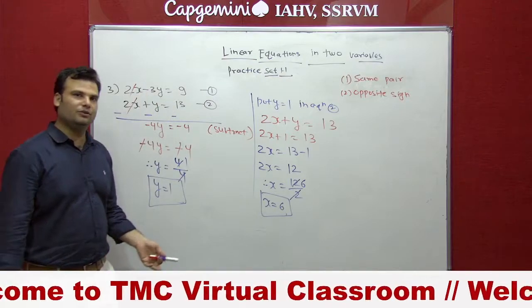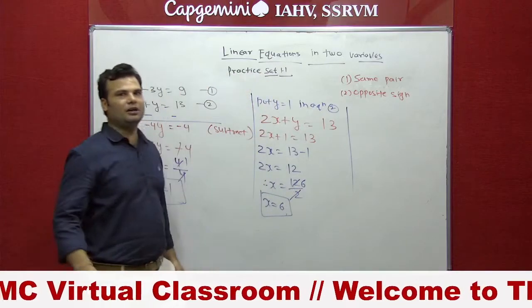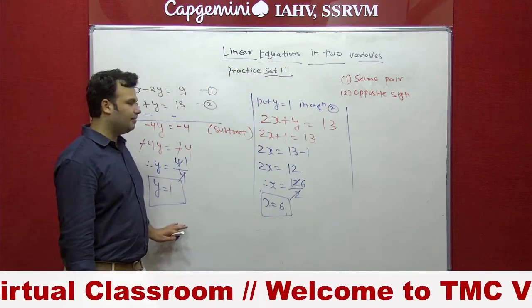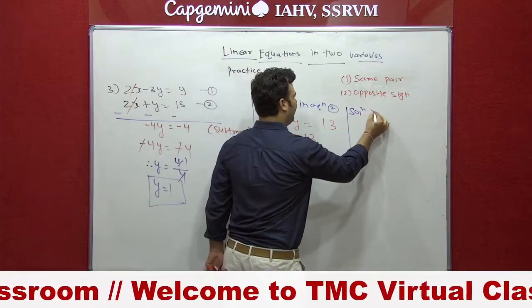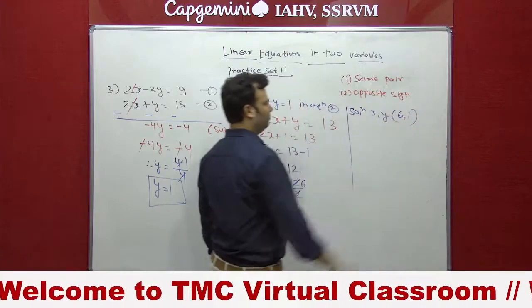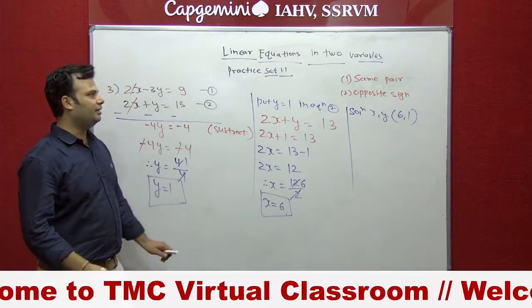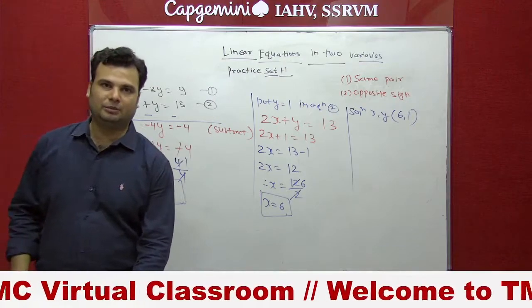So you can check your answer by yourself. But you do not have to do this check in the exam. It is only for your understanding that we have the value of x and y. Just write the solution: x and y. What is the value of x? That is 6 and y is 1. So this way you can solve sum number 3 by the simple method.